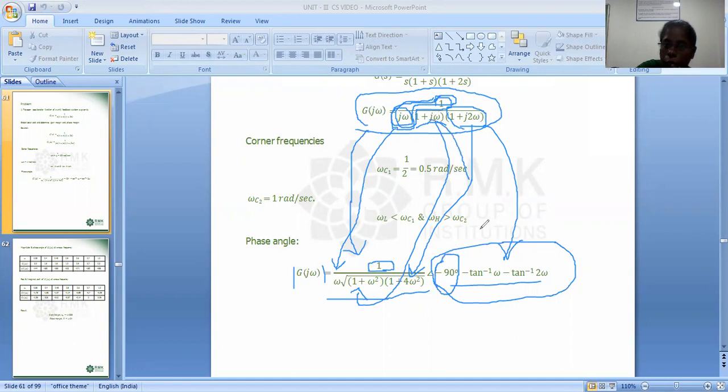Now for the second term, 1 by 1 plus j omega, which is a first order term in the denominator, right? This 1 plus j omega term is a first order term, and it is in the denominator, so again it will become minus. For the first order term, we know how to get the angle: tan inverse of imaginary by real part, right? So tan inverse of omega by 1, since the imaginary part is omega and the real part is 1. Is that clear? Similarly, for this term, again we have to find the angle, since that is again a first order term in the denominator.